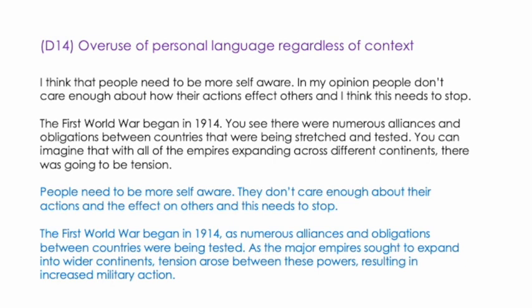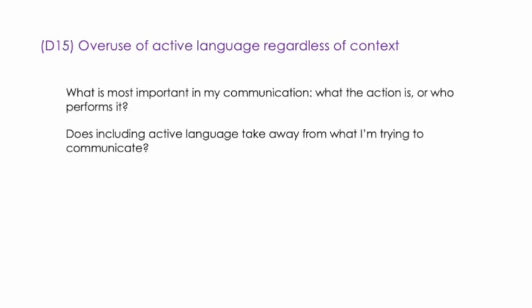Every piece of writing always has an element of bias to it. That's just a natural fact. But we don't need to pronounce that bias by unnecessary inclusion of personal language. D15 relates further to this use of personal language, and in this case we're using the term active language, which is the opposite of something that we call passive language.